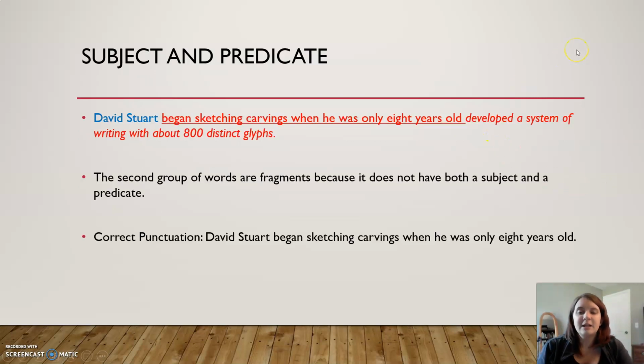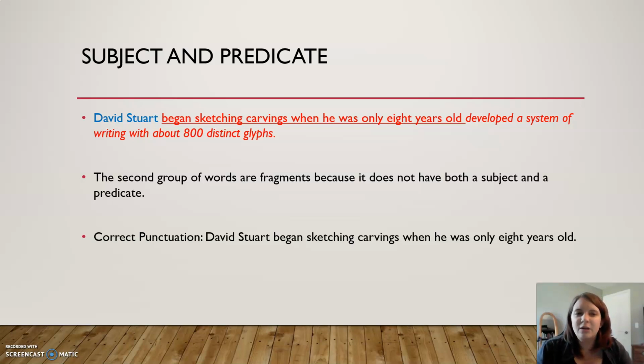So we're going to be talking about subject and predicate again. The sentence we've been given is, David Stewart began sketching carvings when he was 8 years old, developed a system of writing with about 800 distinct glyphs. If we're looking at this, you notice that the subject is David Stewart. That's who this was about. And then it goes into, remember we talked about action verbs and linking verbs, began sketching carvings when he was only 8 years old.